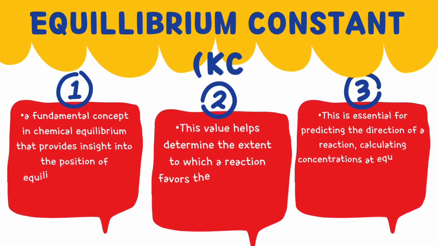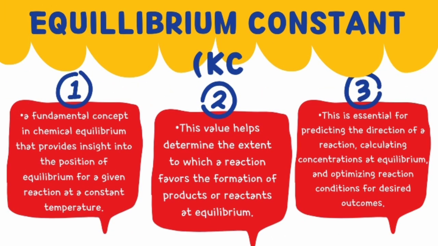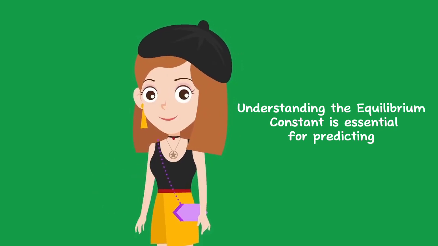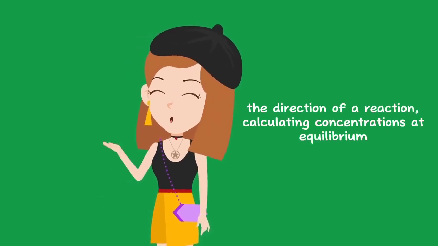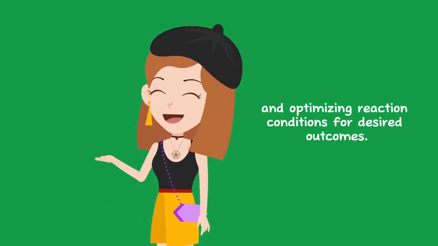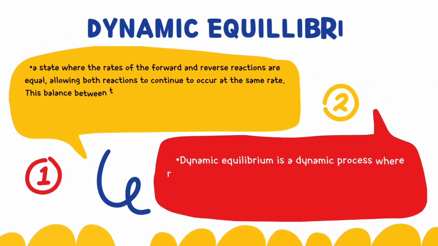Equilibrium constant, or Kc. The equilibrium constant, or Kc, is a fundamental concept in chemical equilibrium that provides insights into the position of equilibrium for a given reaction at constant temperature. This value helps determine the extent to which a reaction favors the formation of products or reactants at equilibrium. Understanding the equilibrium constant is essential for predicting the direction of a reaction, calculating concentrations at equilibrium, and optimizing reaction conditions for desired outcomes. Now let's move on to dynamic equilibrium.